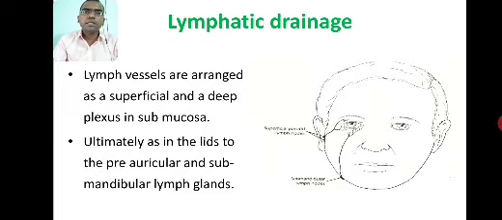Lymphatic drainage: the lymph nodes are arranged in the superficial and deep plexus in the submucosa. Ultimately, it leads to the preauricular and submandibular lymph nodes.